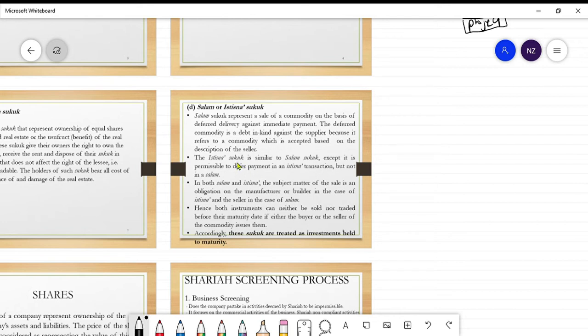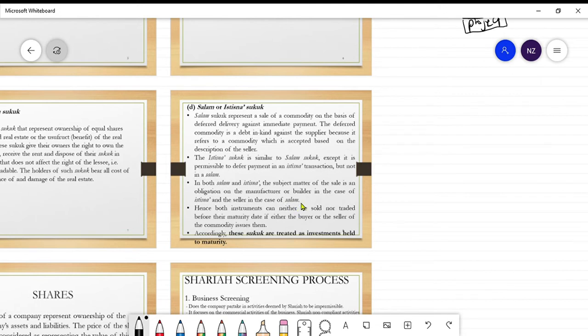So sebab tu untuk istisna suku dia permissible to deferred payment lah. Kiranya kena bayar half-half dulu sampai rumah tu siap, macam tu lah untuk istisna suku. So dia cakap in both salam and istisna, the subject matter of the sales is an obligation on the manufacturer or the builder in the case of istisna and the seller in the case of salam.